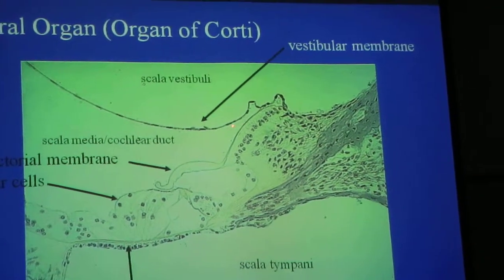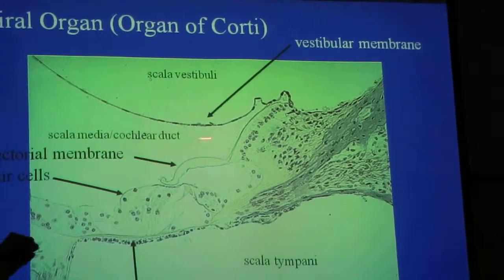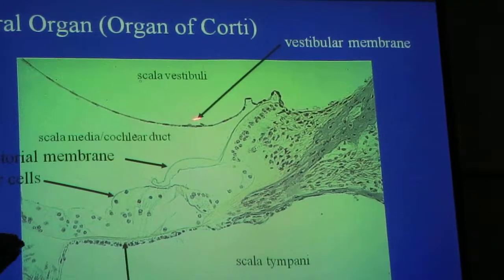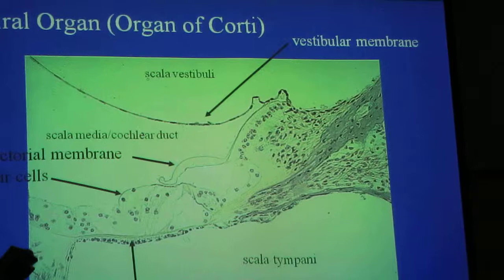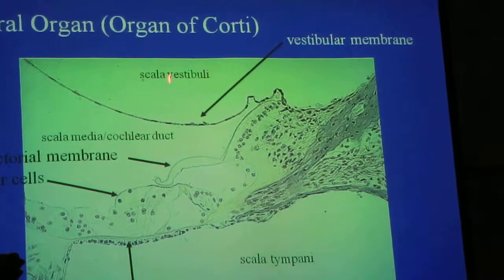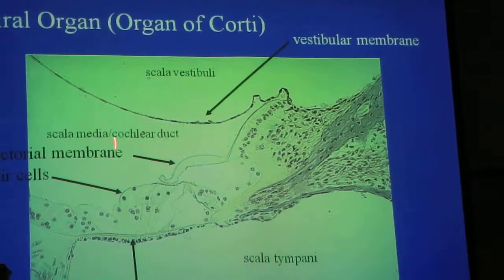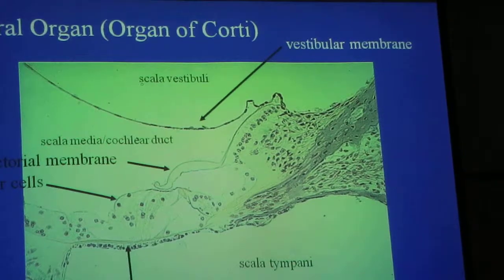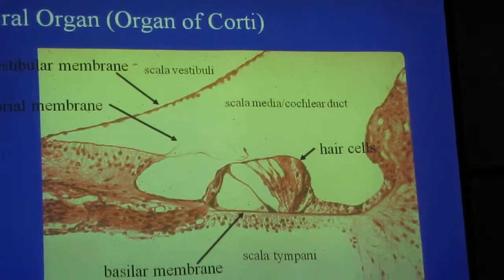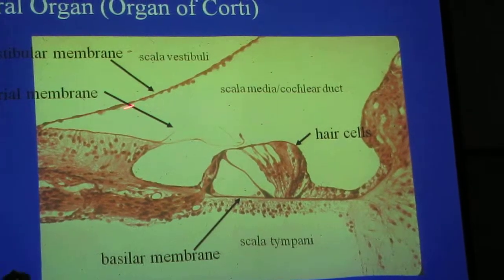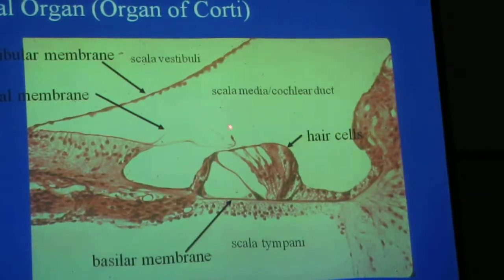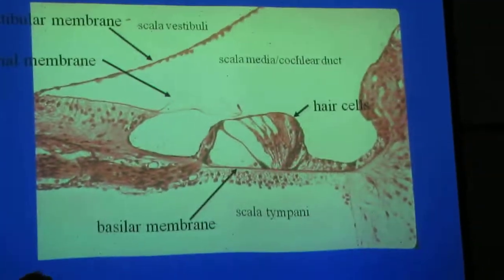Basilar. Now, there's another membrane that comes across right here. That's called the vestibular membrane. And it divides up this area that we're going to call the scala vestibuli from this area, which is called the scala media, or the cochlear duct. Again, can you see that vestibular membrane? Okay, so here's the loop-de-loop, the tectorial, hair cells, and basilar membrane.